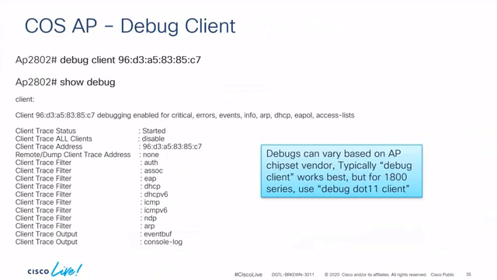So the client debug, just like the controller has a client debug, the AP has a client debug. Client debug is a macro that enables what's called client traces. Client traces is how you basically run debugs on an AP. Now, debugs can vary based on AP chipset vendor. So typically your debug client is going to be the one you use, but for some of the 1800 series, you'll probably be using debug dot11 client commands.